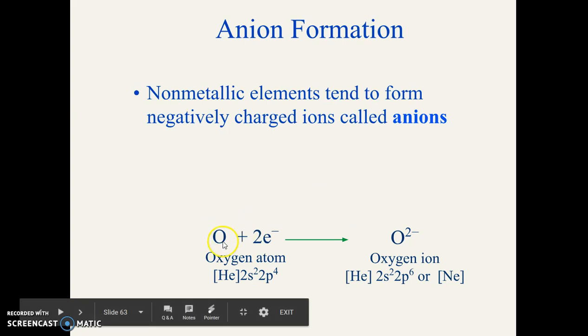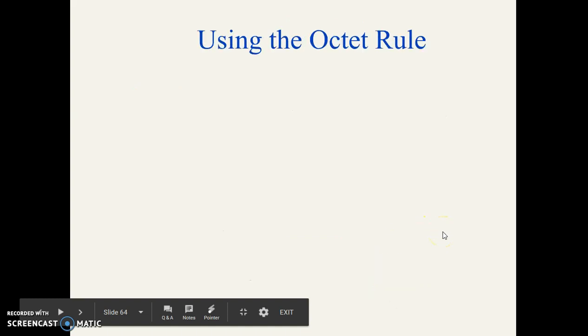So if you look at this right here, oxygen has 6 valence electrons right now, so 2s2 and 2p4. So it's much easier for it to gain 2 electrons than it is to lose these 6. So it gains 2 electrons to be now full like neon, but it's still oxygen. It's just oxygen with a 2- charge.